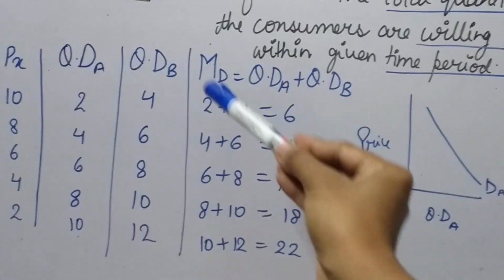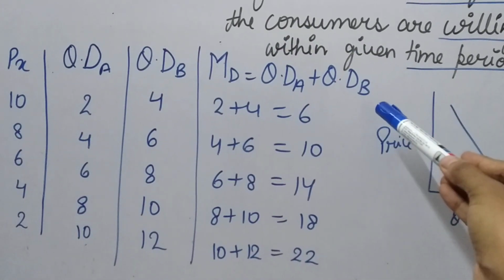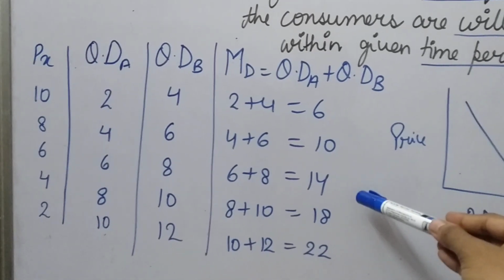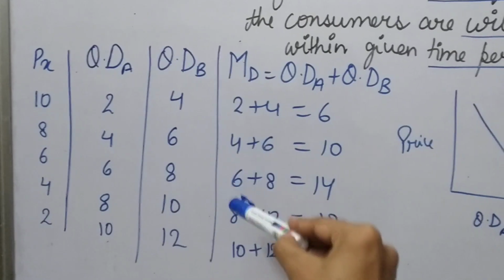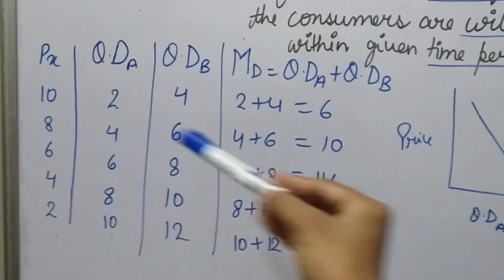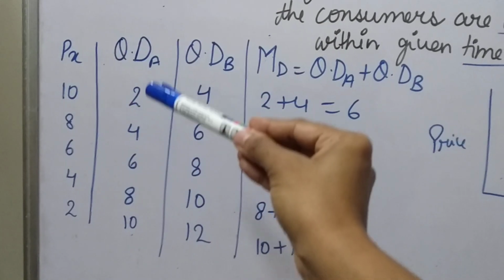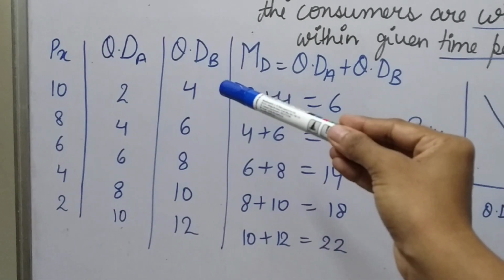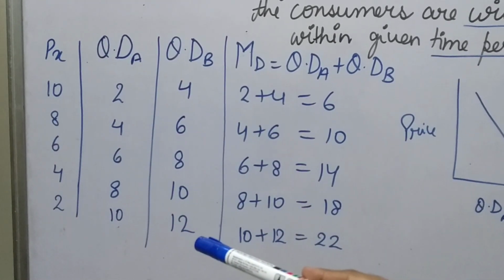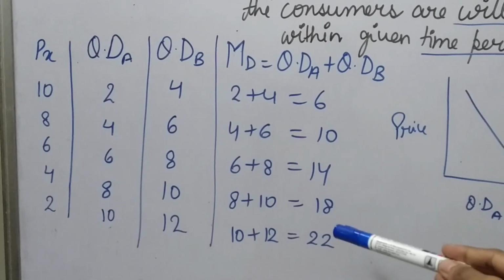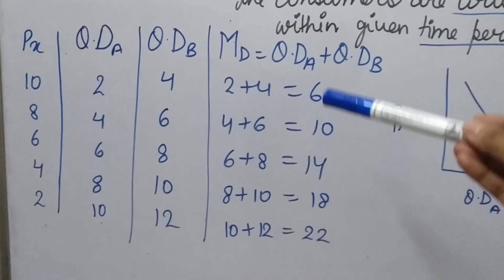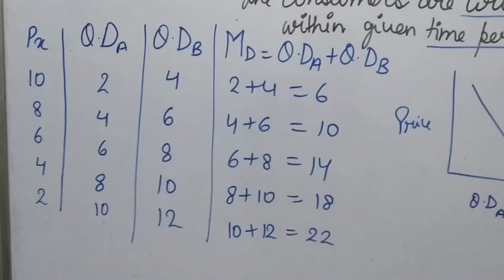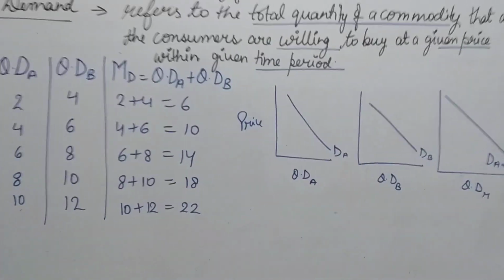when we will add the demand of all the households or all the consumers, then we will get the market demand. So that's why we say it refers to the total quantity of a commodity that all the consumers are willing to purchase. Here also you can see price decreases, quantity demanded of the A consumer increases. Same thing, price decreases, quantity demanded by the B consumer also increases. And here also you can see in the market demand, when the price decreases, quantity demanded increases, and when price increases, quantity demanded decreases. So same thing we are going to show in the diagram also.